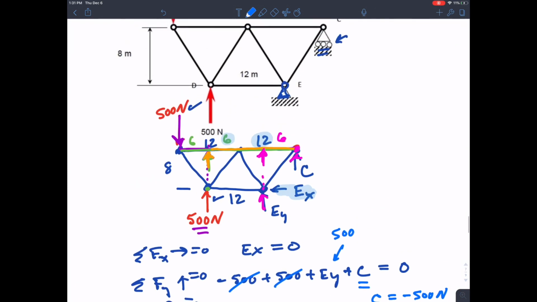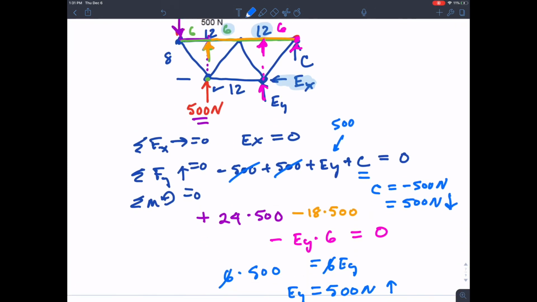Okay, so there's a statics problem. I expect you to know the sum of forces in the x direction is 0, the sum of forces in the y direction is 0, the sum of moments about any given point is 0. Write the equations and then solve for the unknown variables.